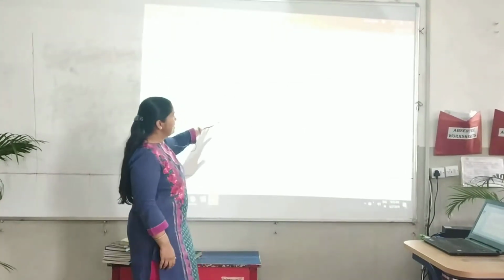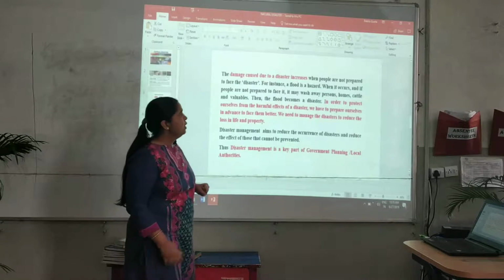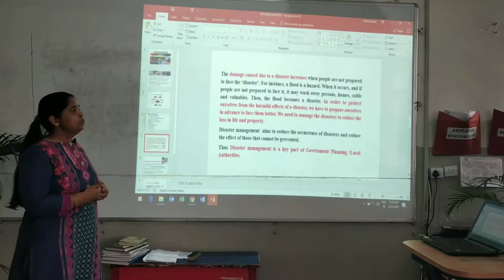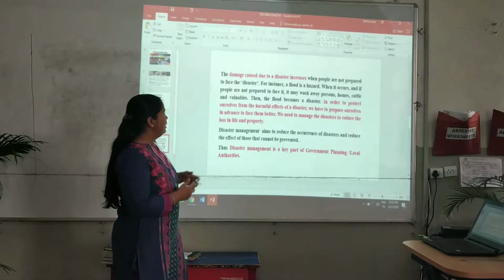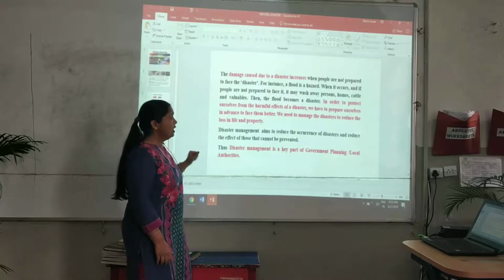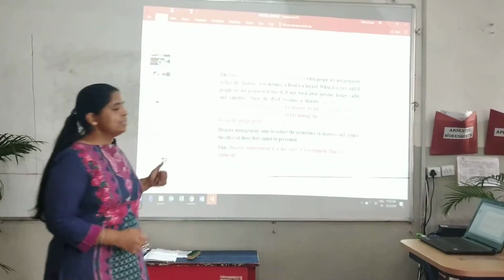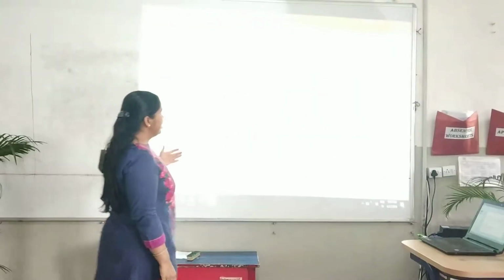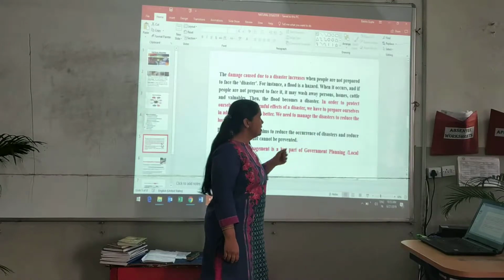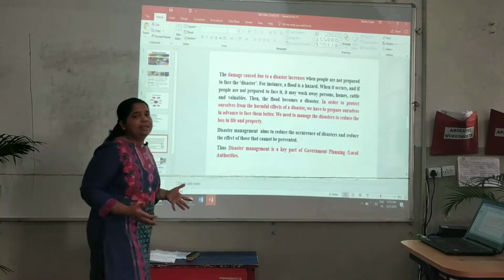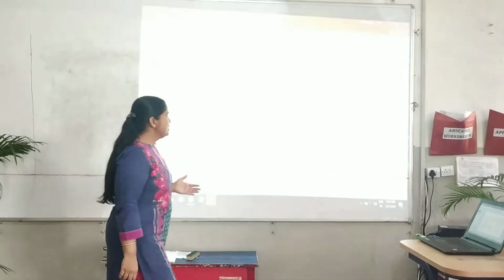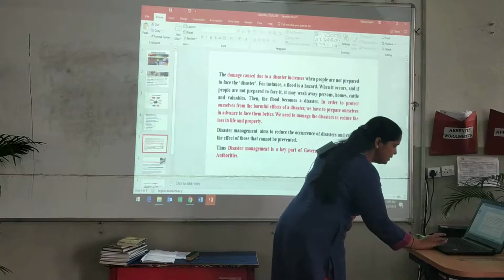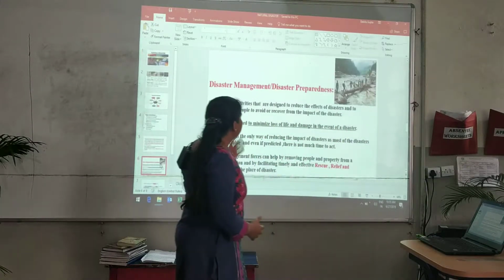In order to protect ourselves from the harmful effects of a disaster, we have to prepare ourselves in advance. To face them better, we need to prepare to reduce the loss of life and property. Here comes the concept of disaster management, the ways to reduce the effect of disaster. So disaster management aims to reduce the occurrence of disasters and reduce the effect of those that cannot be prevented. Thus, disaster management is a key part of government planning and local authorities as well.